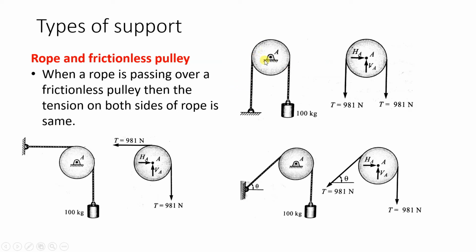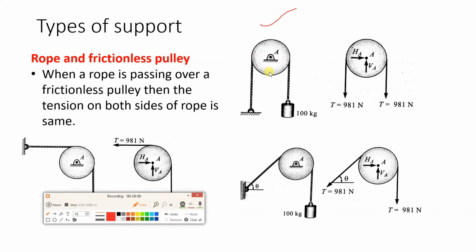Example number 1, this one. Okay, here a pulley is there and at the center we have a hinge. And here this rope is tied over here, and this rope goes over the pulley and here a weight is attached, 100 kg. Okay, now how to draw the FBD of this one? We have to cut it over here and separate. Now when we are cutting here, we have to draw arrows. Okay, here the arrow will be downward, here the arrow will be upward. Similarly, here the arrow will be downward, here the arrow will be upward.